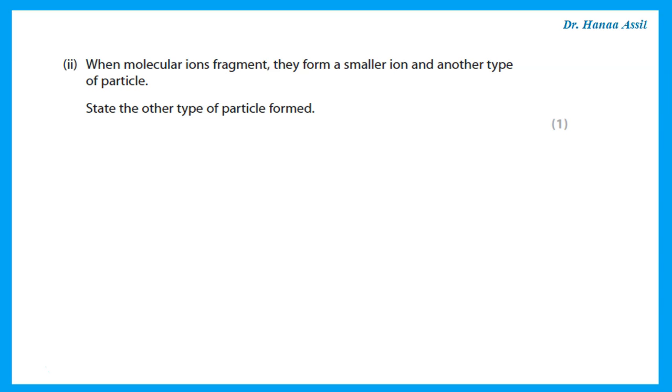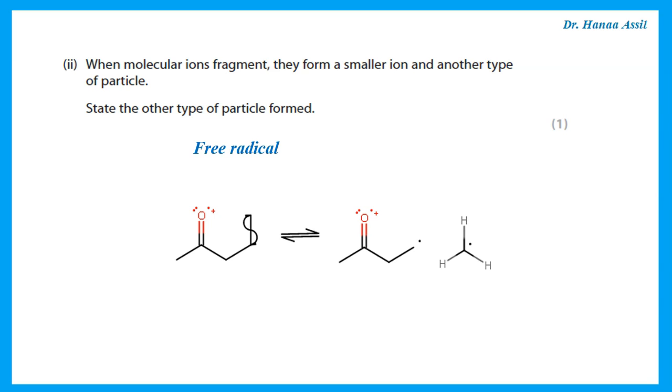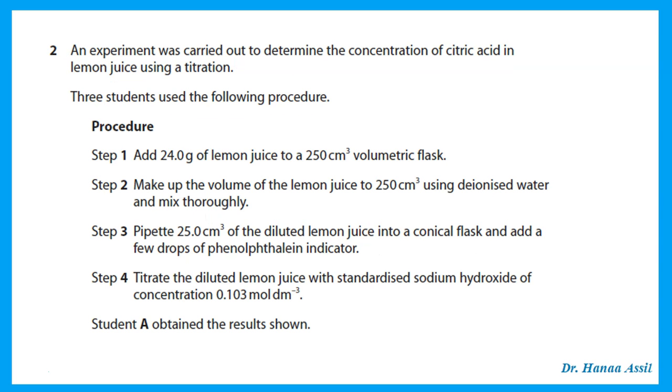When molecular ions fragment, they form a smaller ion and another type of particle. State the other type of particle formed. Please note that when we fragment or break up these molecules in the mass spectrum, it forms smaller fragments, smaller ions, and it forms free radicals. A free radical is a species with an unpaired electron.